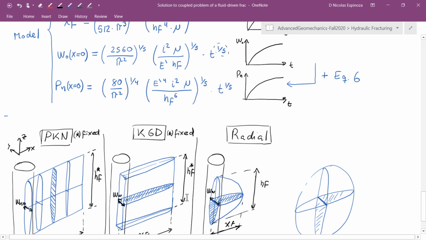They are useful to get started to build more complex models, and they are also useful to understand the physics of fluid-driven fractures.